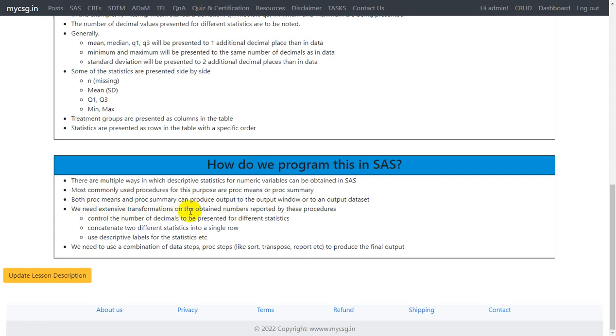We need extensive transformations on the numbers reported by these procedures. For example, we need to control the number of decimals to be presented for different statistics, concatenate two different statistics into a single row, and use descriptive labels for these statistics. So we cannot use the output generated in the output window for these customizations. We will be interested in fetching the statistics to an output data set and then processing the data using a combination of data step and proc steps like sort, transpose, report, etc. to produce the final output.